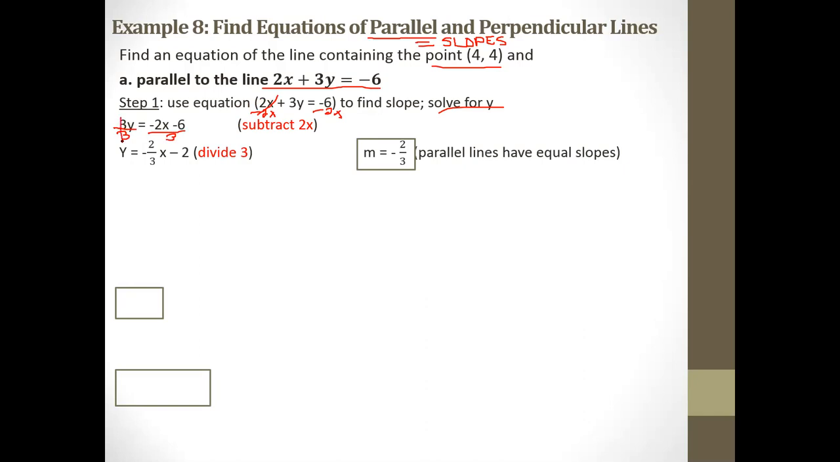So the 3's will cancel on the left side, leaving y. And on the right side, we have -2/3 x. Minus 6 divided by 3 gives us -2. So here's our slope. Remember, the number that's in front of x is -2/3.